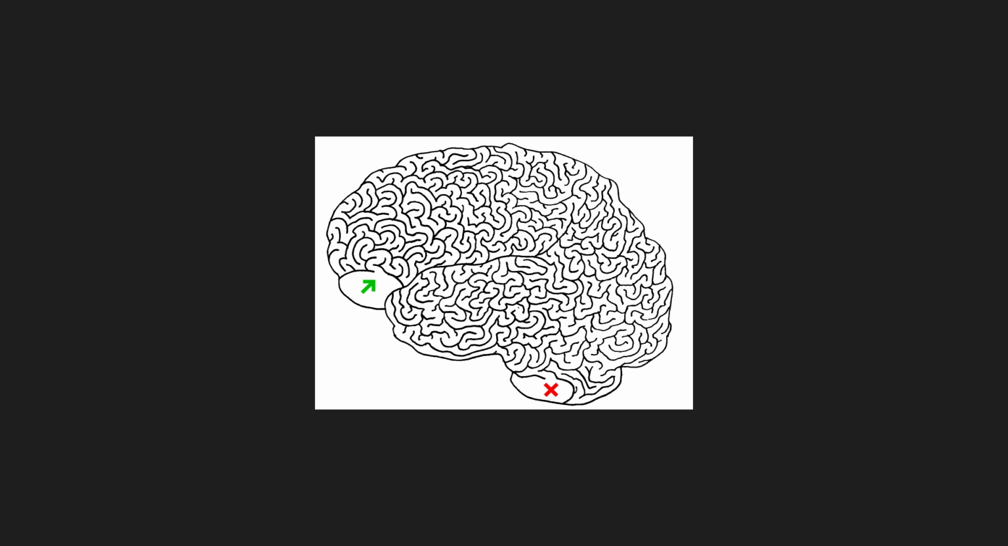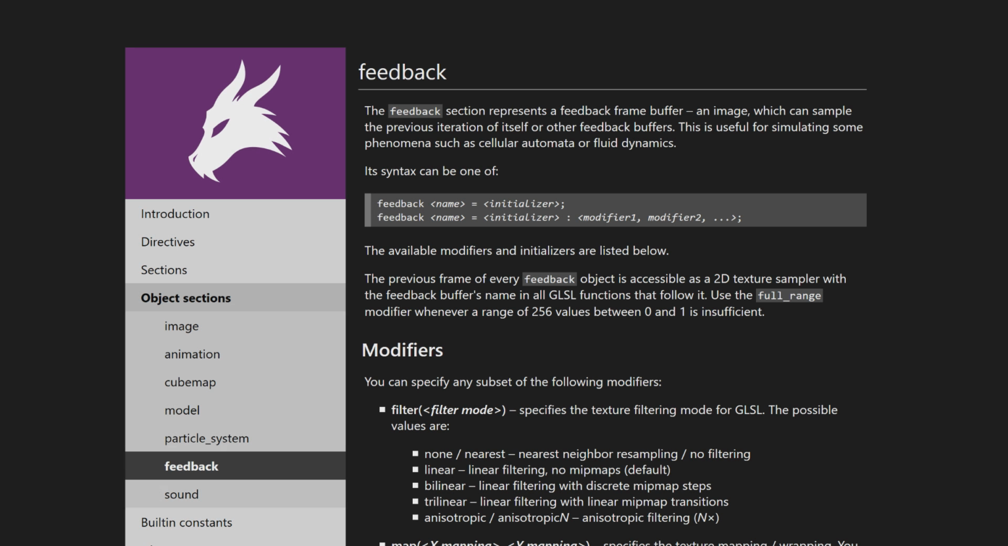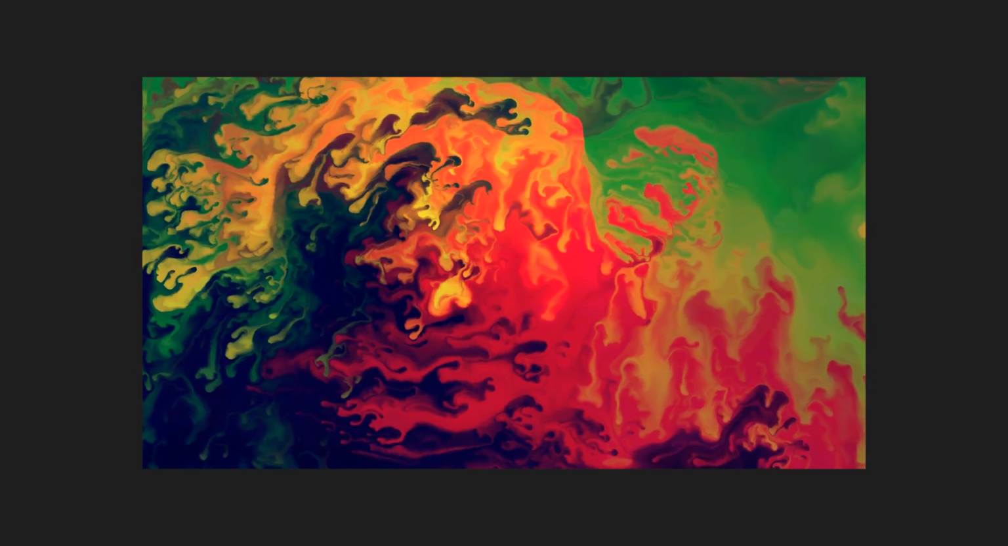Our input will be a simple black and white image of a maze, with green color marking the starting point and red color marking the target location, and this is our desired output. To solve the maze, we will utilize a feedback buffer, which is a Shadron object that uses its previous state as a texture input to sample from. It is very useful, for example, for modeling cellular automata or fluid dynamics.